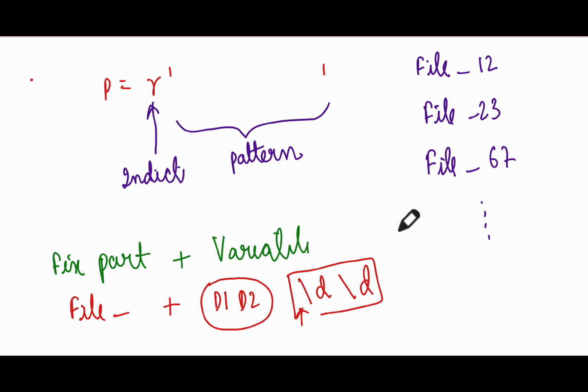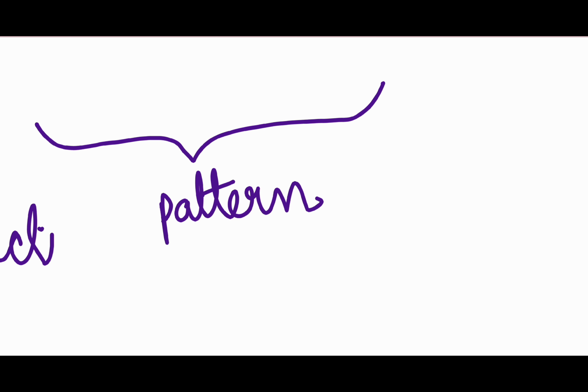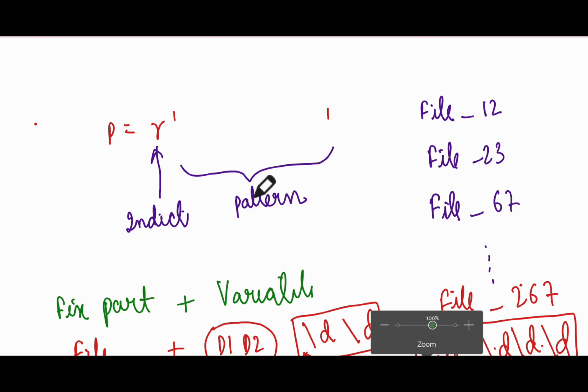For example, let us say I have to create a pattern for file underscore 267. What will I do? I'll do file underscore, and slash D three times, as there are three digits. We are telling Python that there is a file string, after that there is an underscore, and there are three numbers. Those numbers can be anything. Here it's 267, but it will pick up any number. So this is the first part of pattern matching.